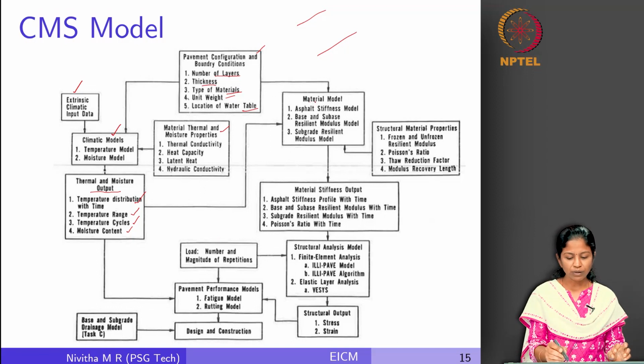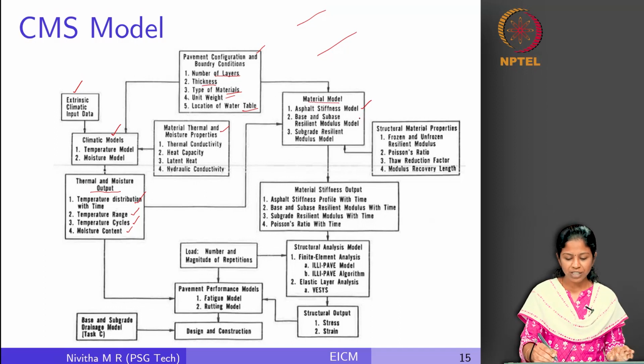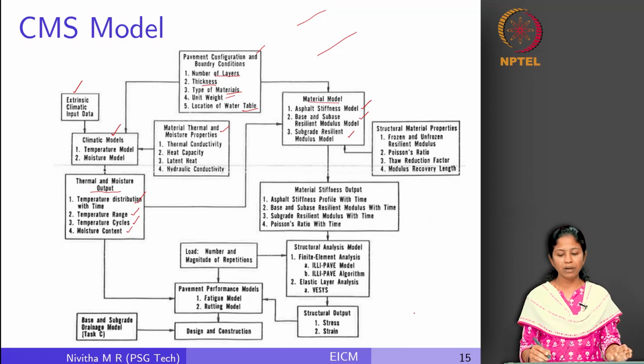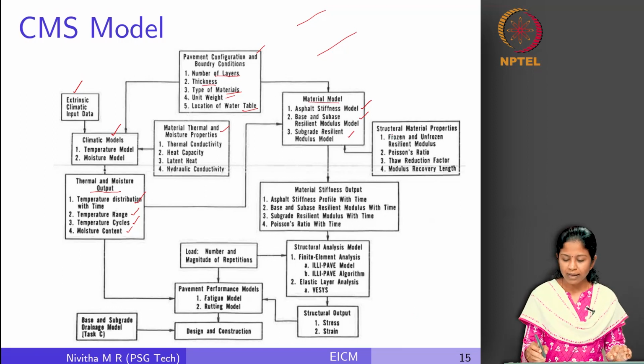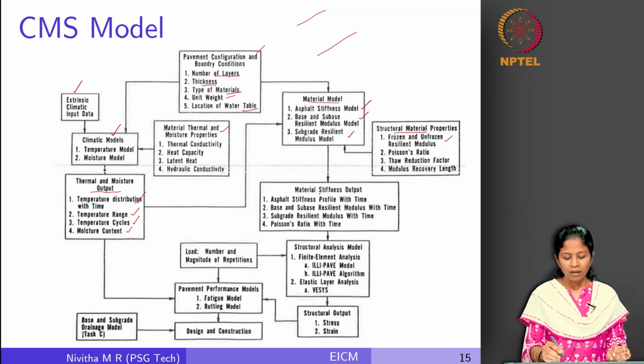Now, this goes into the material model. So, given the temperature value, how much is the stiffness in my material, asphalt material, right. So, given the moisture content, how much is the variation in my subbase resilient modulus, subgrade resilient modulus, all this will be computed here. And then the structural material properties like the frozen and unfrozen resilient modulus, Poisson's ratio, the thaw reduction factor are also input into the model. We get the material stiffness output, which is finally the stiffness profile variation with time.